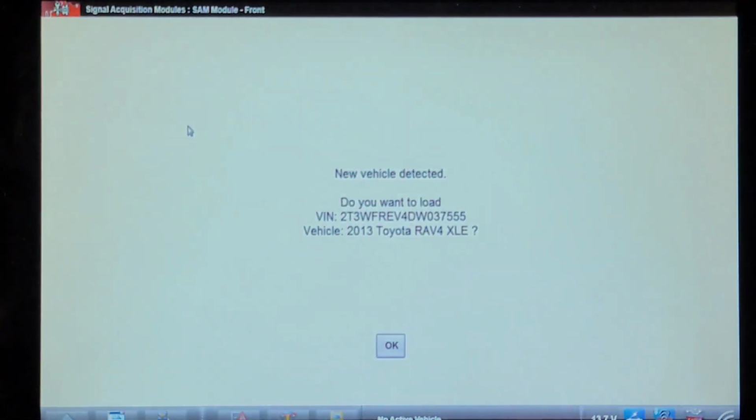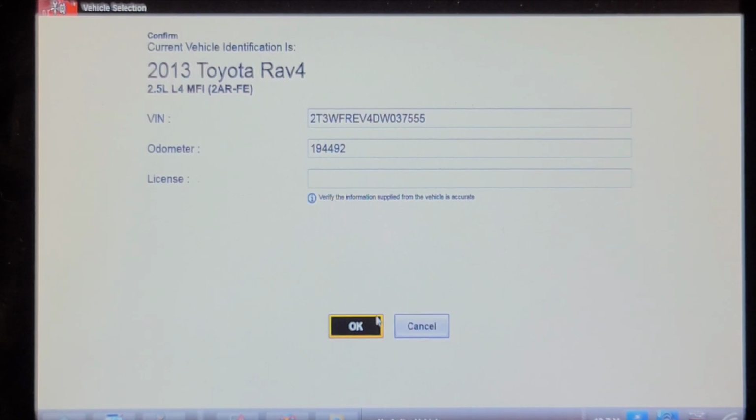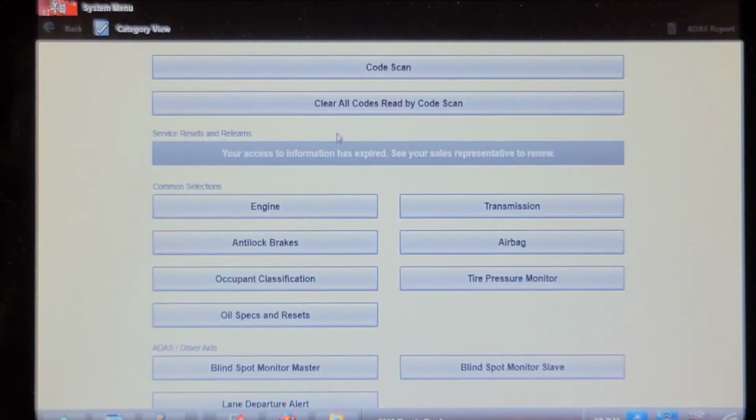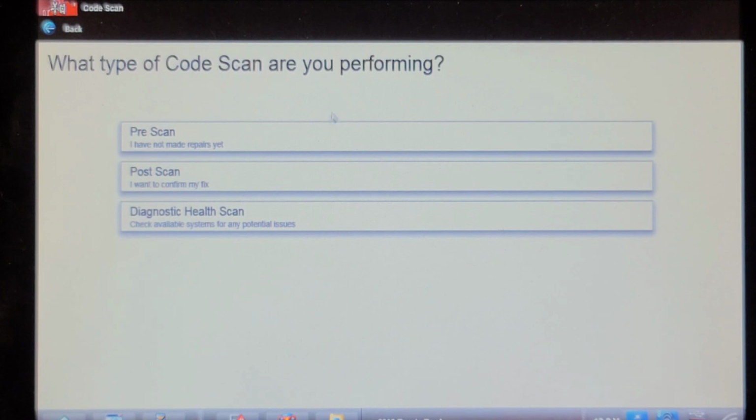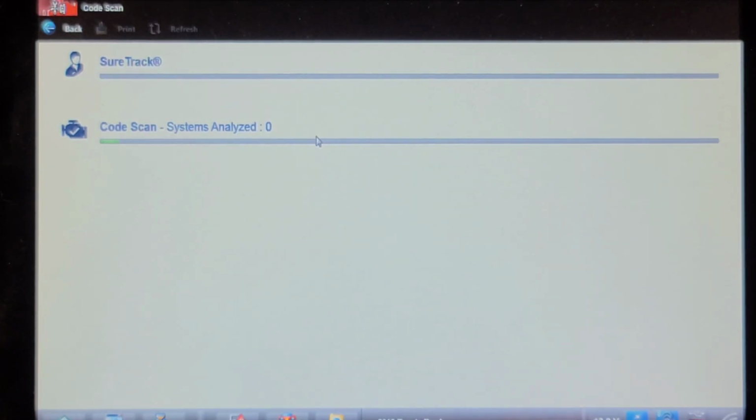So this is a new vehicle record. I've never scanned this before. 2013 Rav4 XLE. I confirmed the AC compressor is not running right now. Mind you, the cooling fan sounds like it's on low, so we're going to have a look at data parameters and do a network scan and see if there's any codes to help us pre-scan. There's no warning lights on the dash, but that doesn't mean there's no codes.